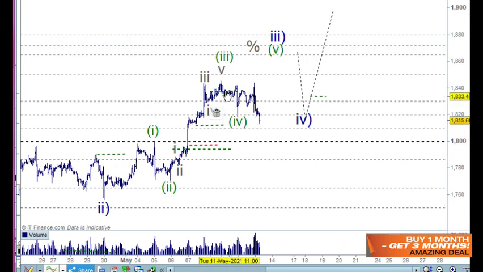I'm still okay with this. I'm just going to call this the A wave, the B wave, and the C wave coming into play here for this. I'll just see how that travels.